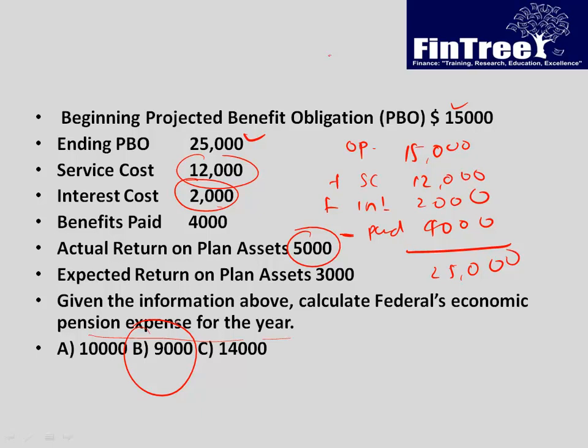So if you go by the second formula, change in PBO, that will be 10,000. Yes. 10,000 minus actual return. 10,000 adjusted for the benefits paid, which is 4,000, minus the actual return on assets, which is 5,000. So 14,000 minus 5,000 would be 9,000 again. This 4,000 benefits paid will reduce the PBO. Yes. So we need to add it back. So 9 plus 4, we need to add it back so that we get this spread, 14,000.